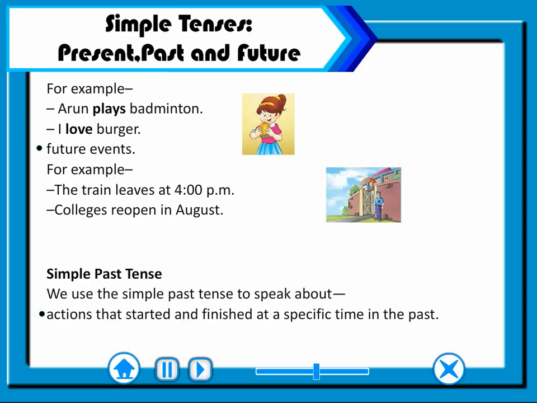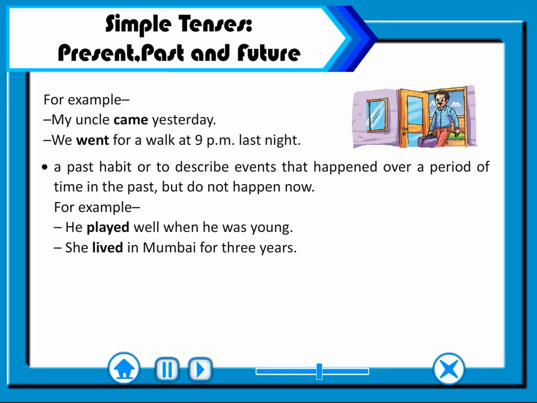Simple past tense. We use the simple past tense to speak about actions that started and finished at a specific time in the past. For example, my uncle came yesterday. We went for a walk at 9 p.m. last night.